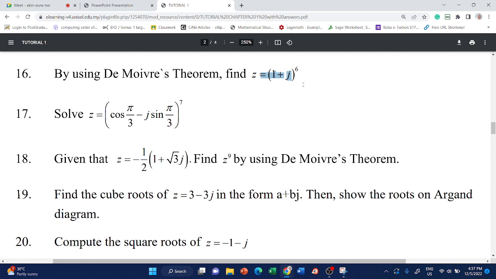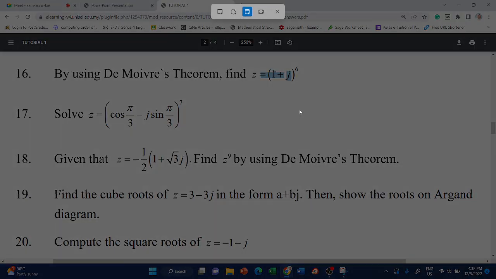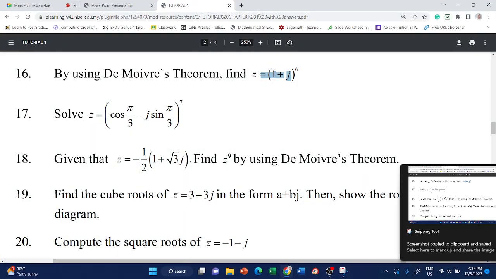I'm not sure. Here your z is 1 plus j. Your z is your complex number here without the power 6, but they ask us to find it to the power of 6 using De Moivre's theorem. Yes, we can find it. Okay, I will show you how.